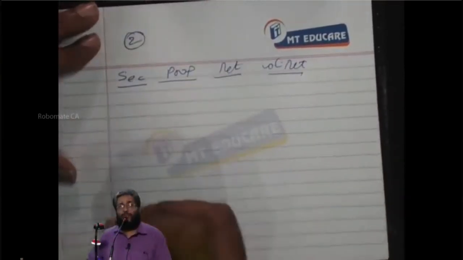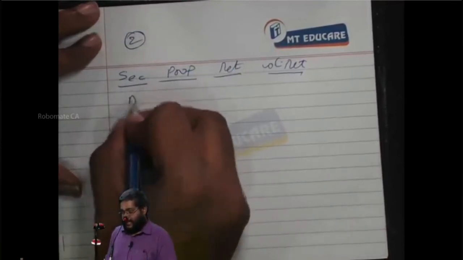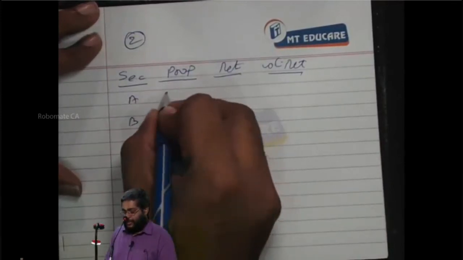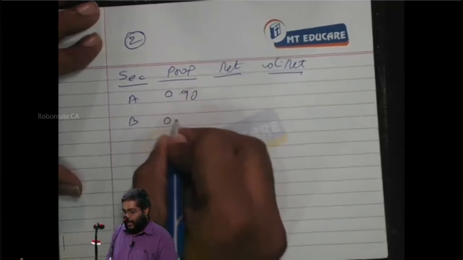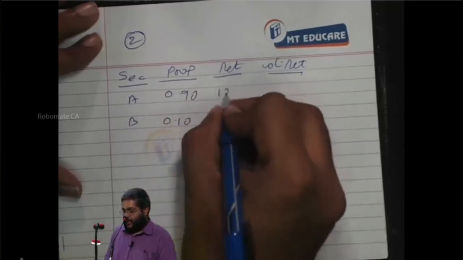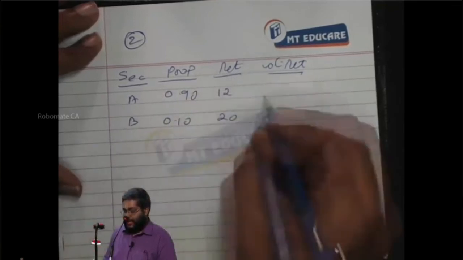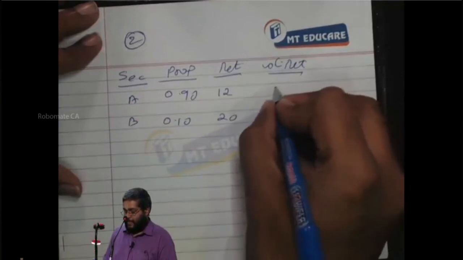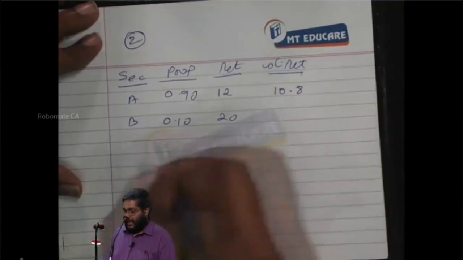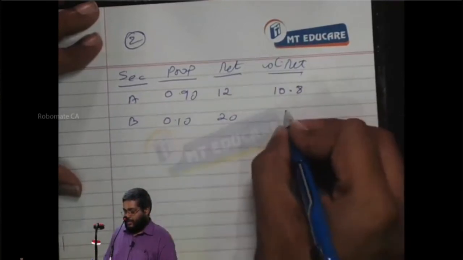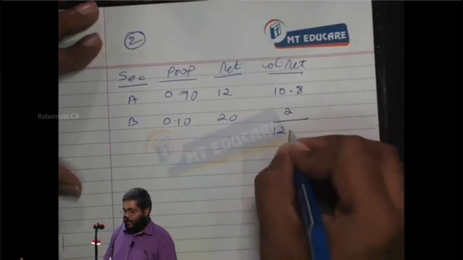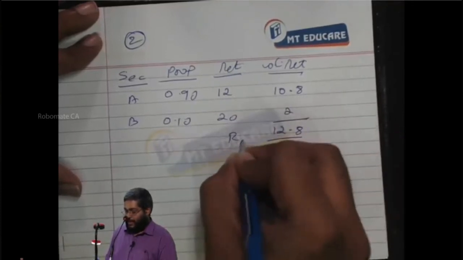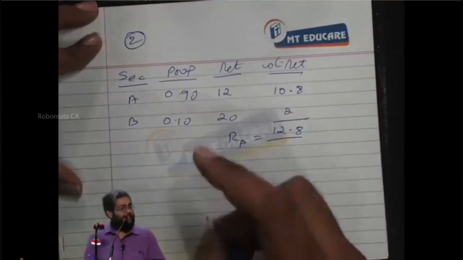Portfolio number 2. Tell me, what are two securities? A and B. What are the proportions? 0.9, 0.10. What does A give? 12. What does B give? 20. 12 into 0.9 is 10.8. 20 into 0.1 gives how much? 2. What is the portfolio return? RP, the return of the portfolio, is equal to 12.8. Are you having the slide or not?